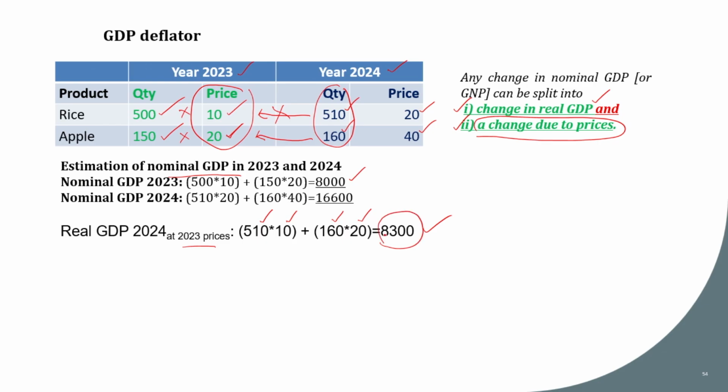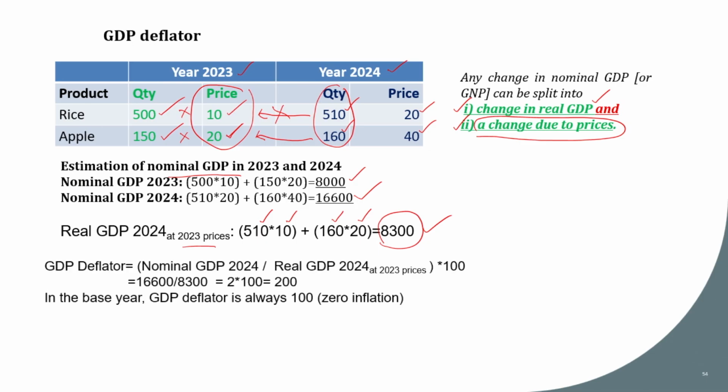8,300. But what nominal GDP did we get? 16,600. Actually, the real GDP growth was only from 8,000, it became 8,300. The remaining amount we saw here is just because of the increase in the price level, because we deliberately doubled the price level in this table.